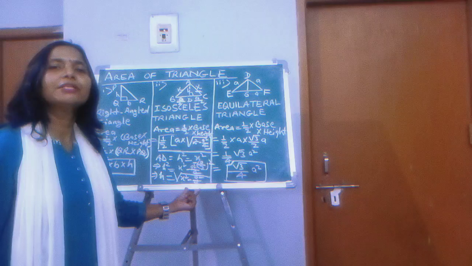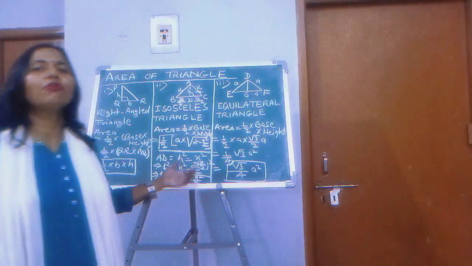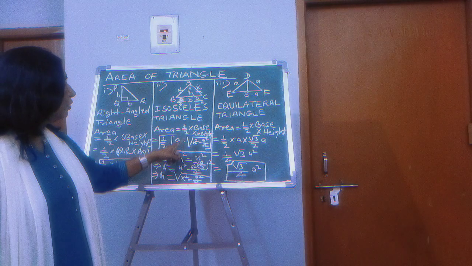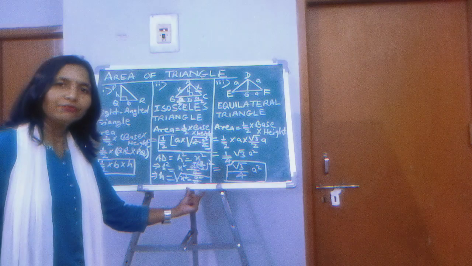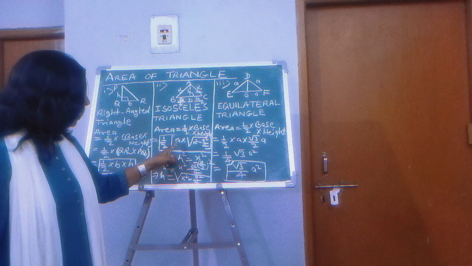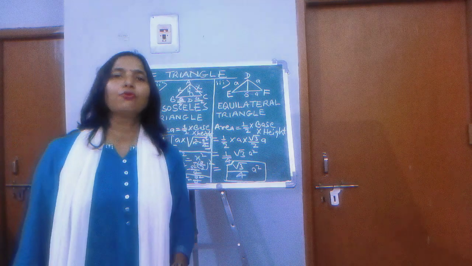H means height. So if you substitute the value of h in the formula of area of the triangle, what will you get? 1 by 2 into base, which is a, into height. Height means this value, which you just now obtained. So a into under square root x square minus a square by 4.